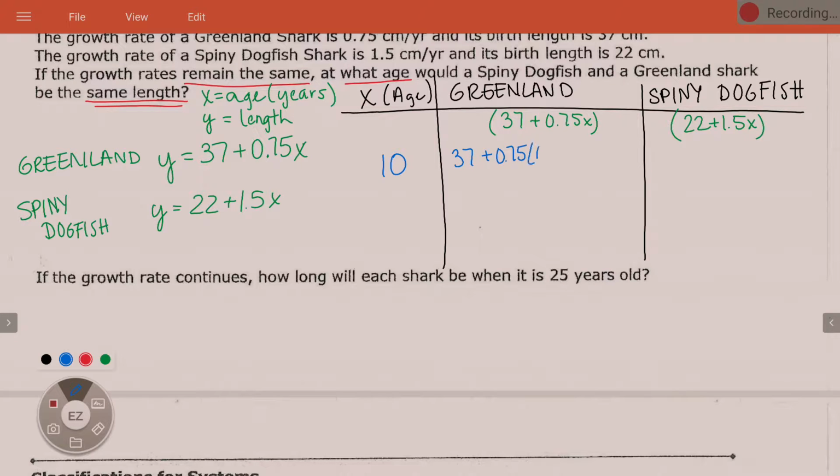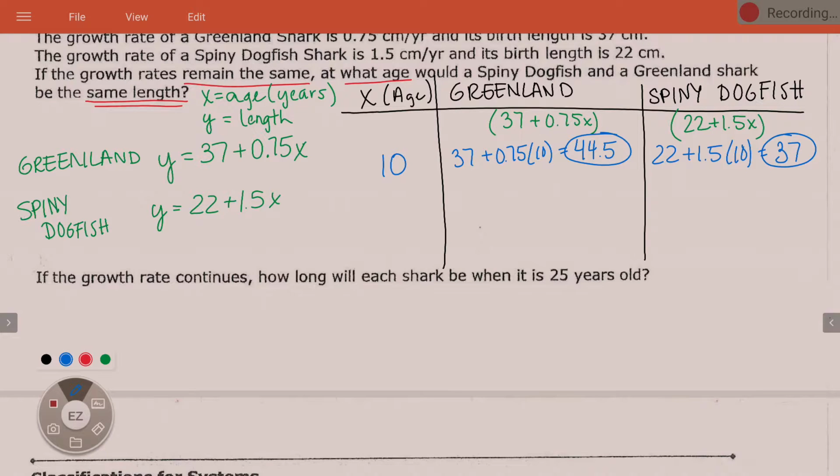You're going to take 10 and put it in for x, right? So grab those calculators. You're doing 0.75 times 10, so 7.5, plus 37. And we're at 44.5. Now, what should we also check while we're here? Spiny dogfish. So now I'm doing 22 plus 1.5 times 10. 1.5 times 10 is 15. Plus 22 is 37. Am I there? No.